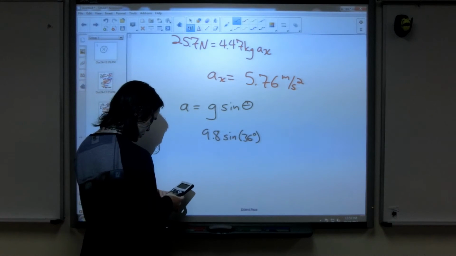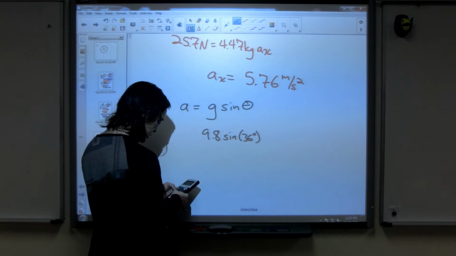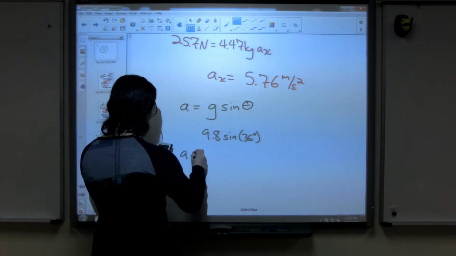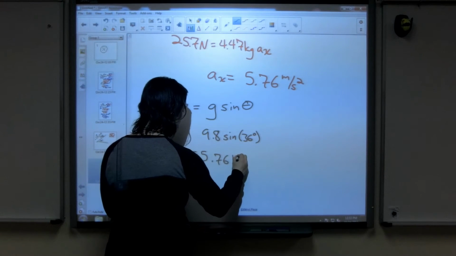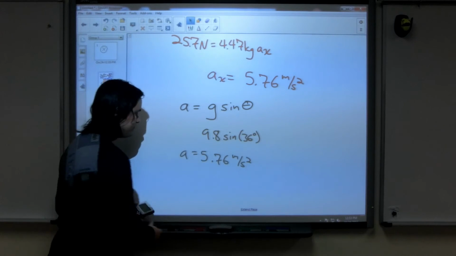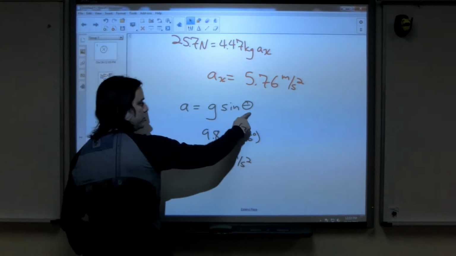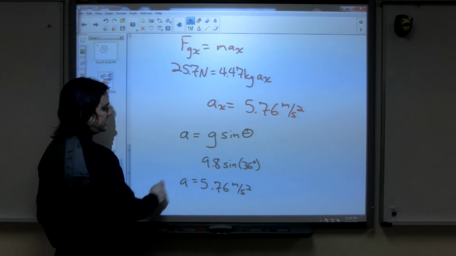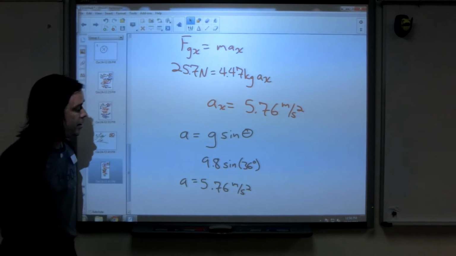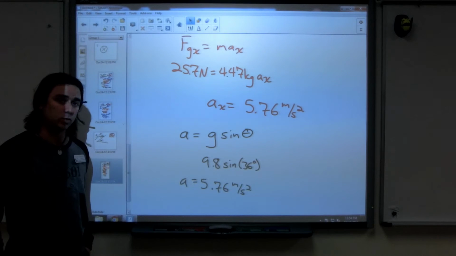Sine 36 times 9.8 gives 5.76 meters per second squared. You may use this general solution to double check your answer, but if I were to ask you this question on the exam and you have only this written down, then you would have the correct answer, which is usually only worth about 2 points out of 25.